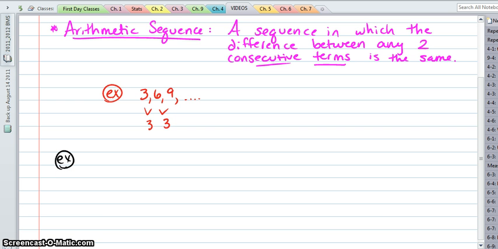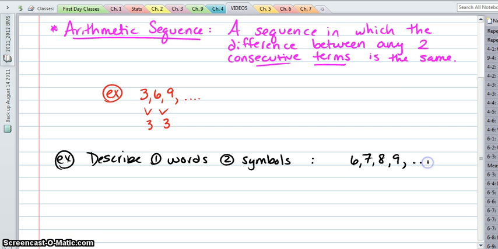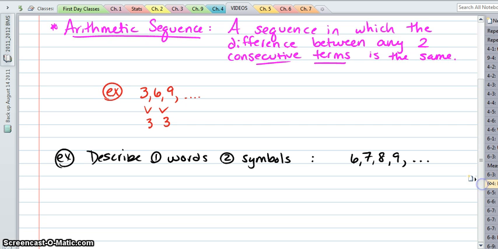I'll ask you to describe the sequence using words and symbols. So describe using words and symbols. Let's look at a very basic one: 6, 7, 8, 9. Well, the first thing we can do is organize kind of like an X, Y table. It doesn't matter what variables you choose to use. You can use N's, T's, X's, Y's, but we do need to make sure we understand what those variables represent.